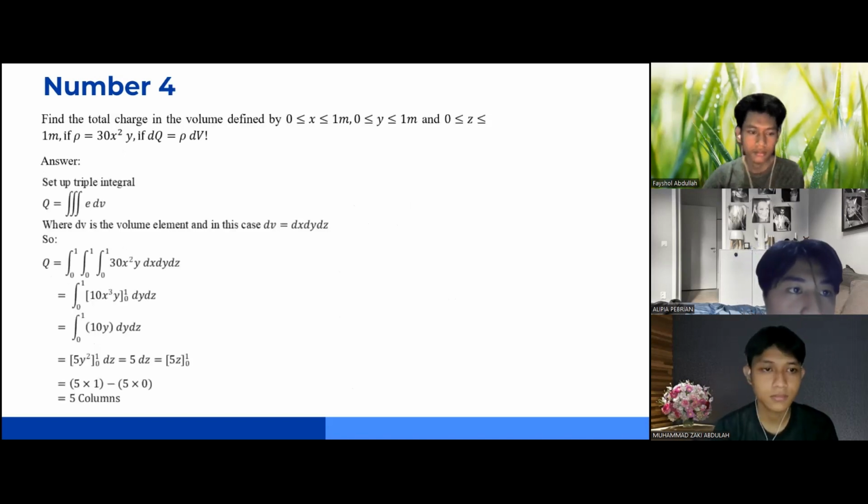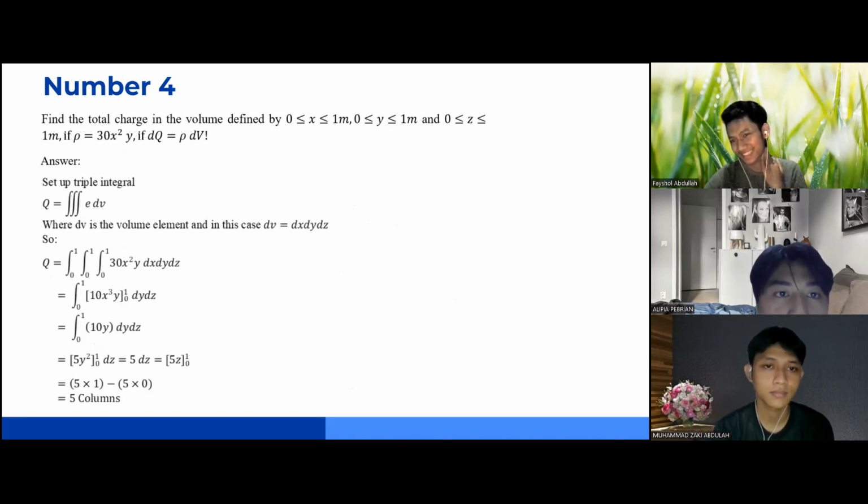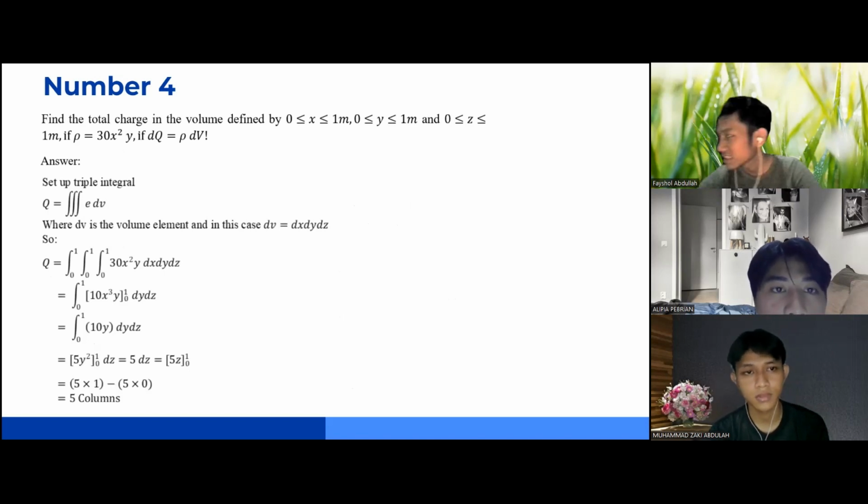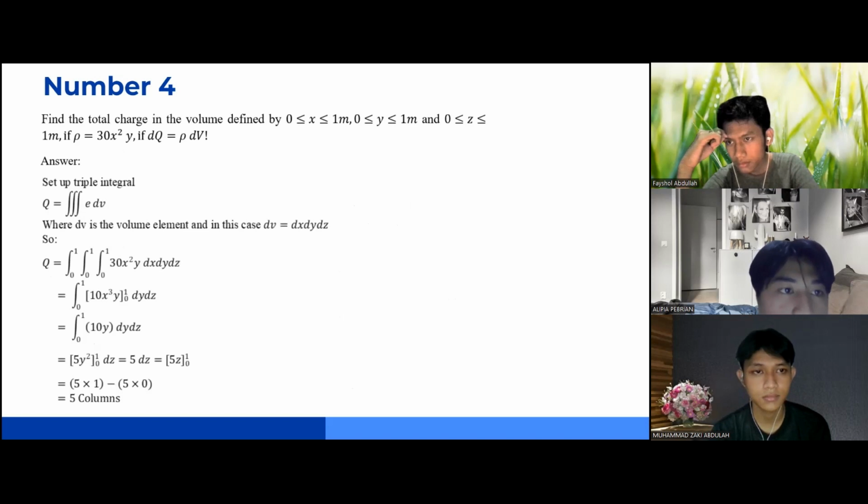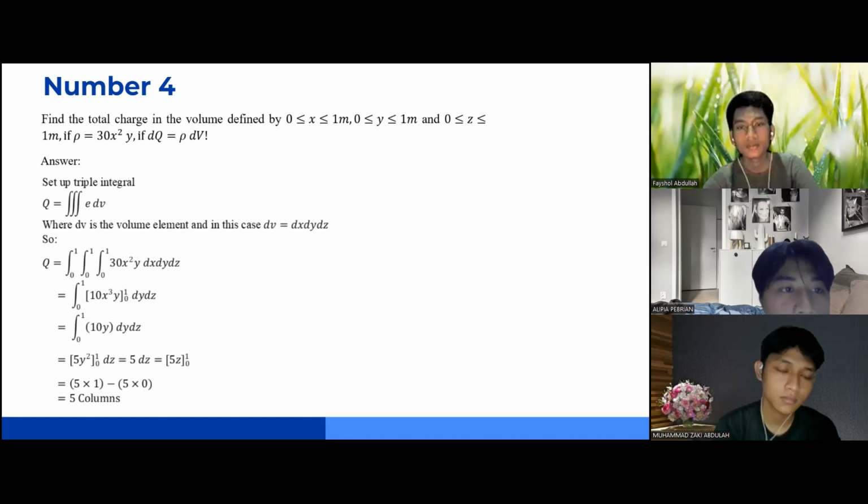Okay, number 4. Find the total charge in the volume defined by 0 ≤ x ≤ 1 meter, 0 ≤ y ≤ 1 meter, and 0 ≤ z ≤ 1 meter, if ρ = 30x²y, given dQ = ρ dV. And the answer, we set up a triple integral.